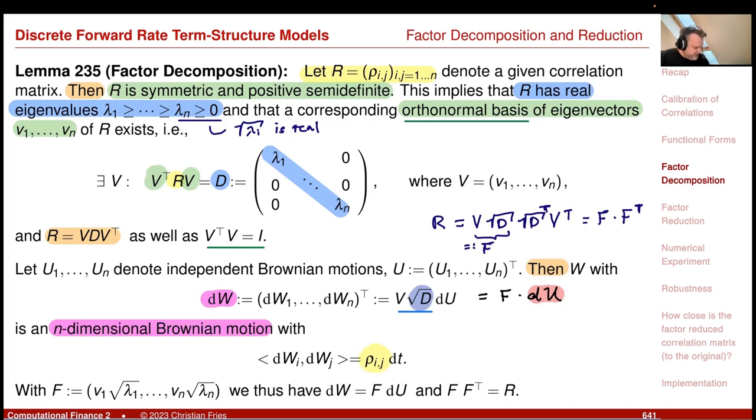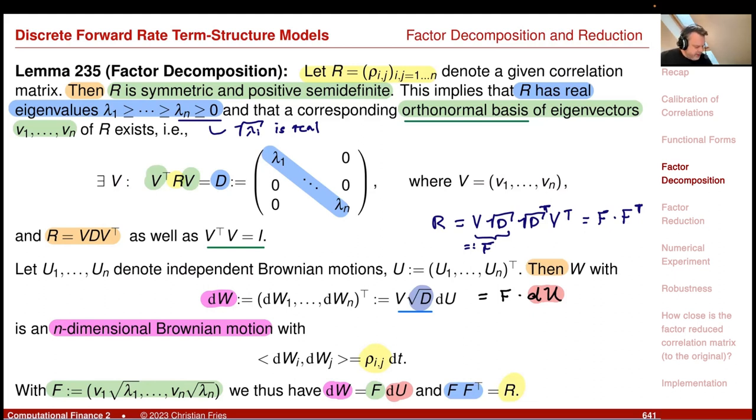In matrix notation, it's a bit nicer. I define my factor matrix F by multiplying every eigenvector with the square root of the eigenvalue and taking these as the columns of this matrix. Then dW equal to F times dU is an n-dimensional Brownian motion, where F F transposed gives you the correlation matrix R.